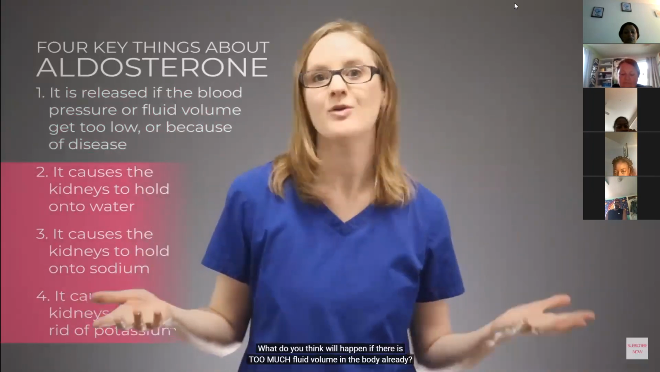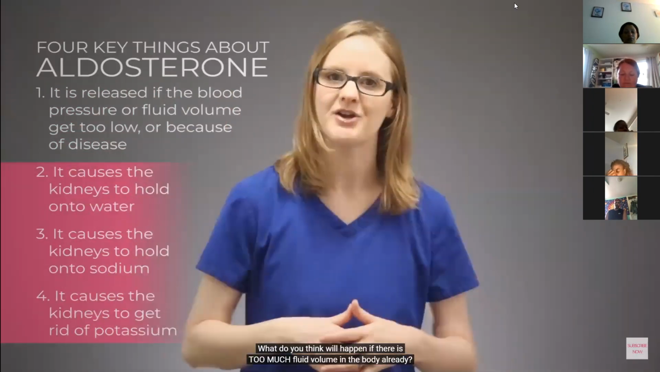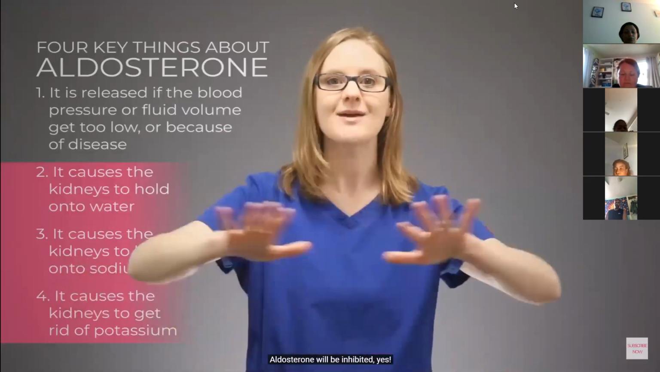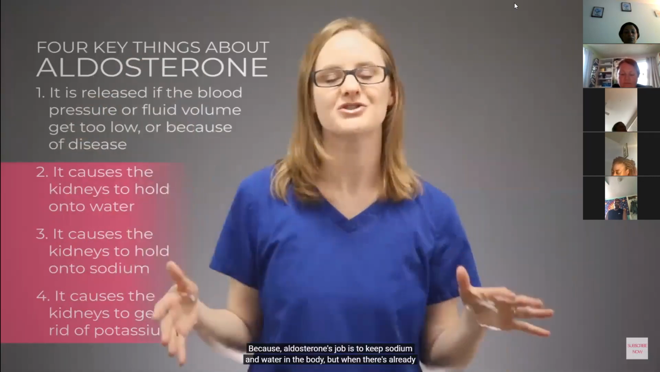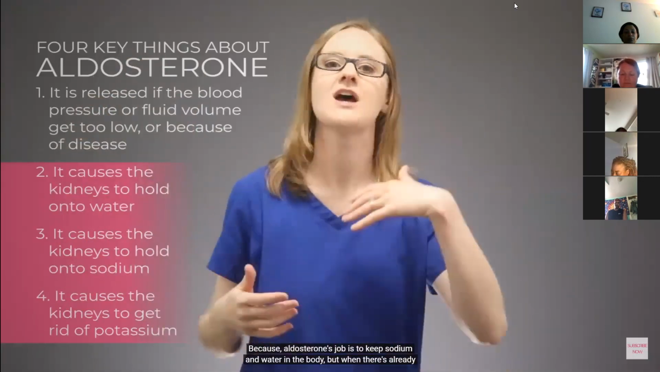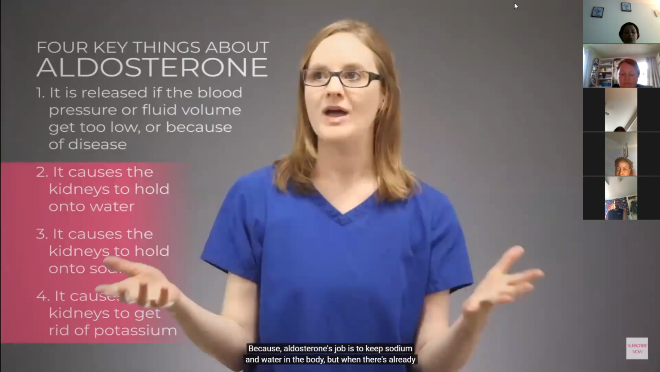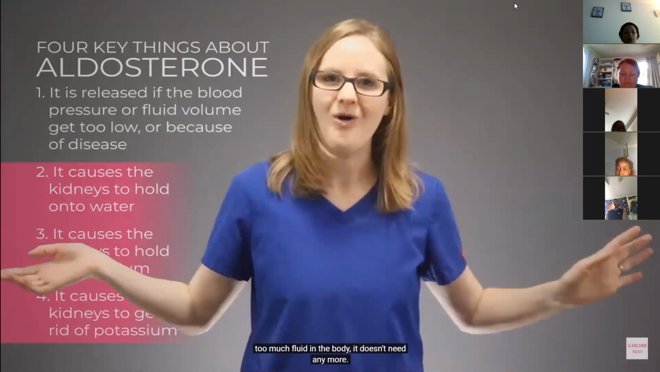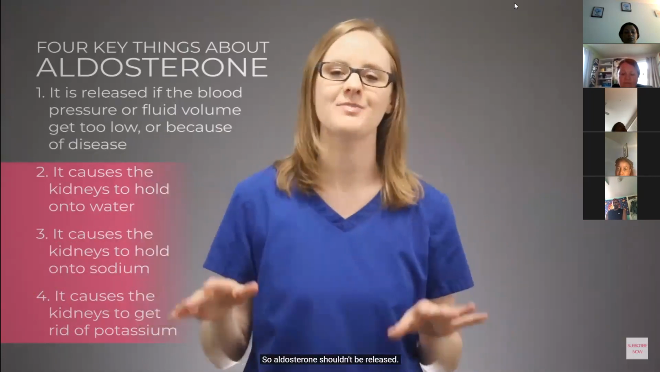What do you think will happen when there is too much fluid volume in the body already? Aldosterone will be inhibited, yes, because aldosterone's job is to keep sodium and water inside the body. But when there's already too much fluid in the body, it doesn't need any more. So aldosterone should not be released.